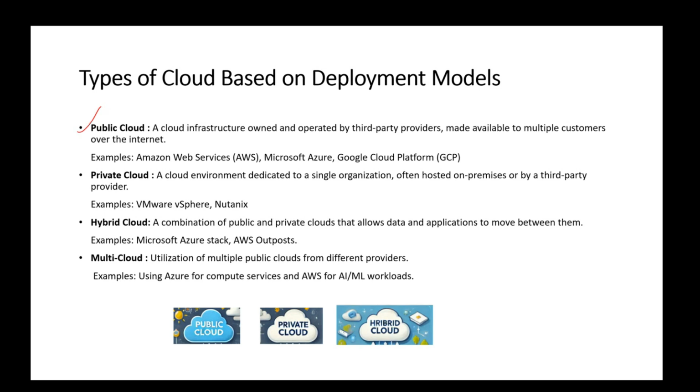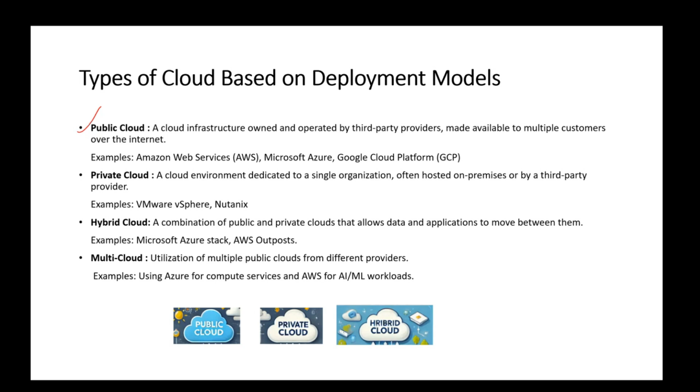Public cloud is nothing but cloud infrastructure owned and operated by a third-party provider, made available to multiple customers over the internet. For example, you are all well aware of Amazon, Microsoft Azure, Google Cloud, and Oracle. There are a number of cloud providers available. They manage all the infrastructure on your behalf, and it will be available over the internet.